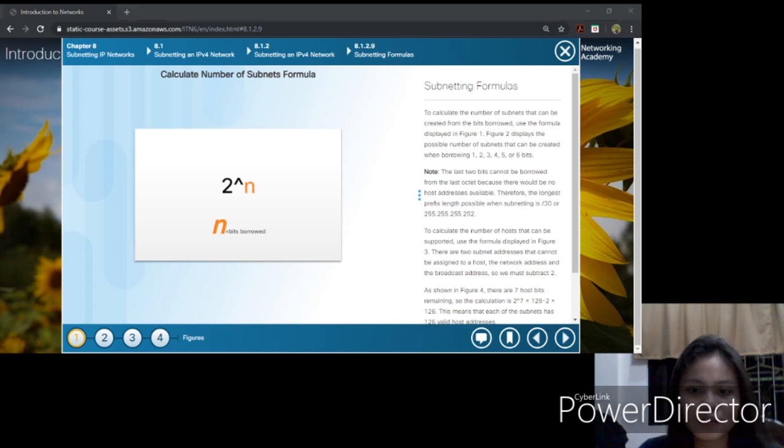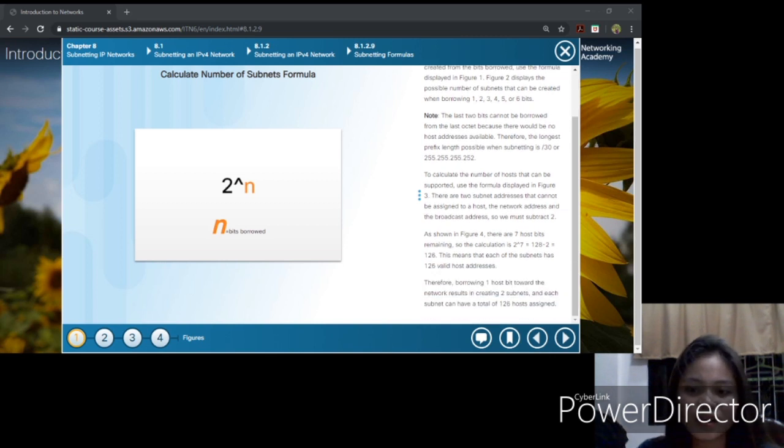Next are the subnetting formulas. The subnets that can be created from the borrowed bits use the formula displayed in figure 1. To calculate the number of hosts that can be supported, use the formula displayed in the figure. There are 2 addresses that cannot be assigned to hosts, the network address and the broadcast address, and there are 7 host bits remaining. So the calculation is this. This means that each subnet has valid host addresses.